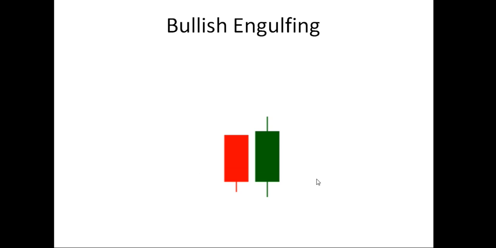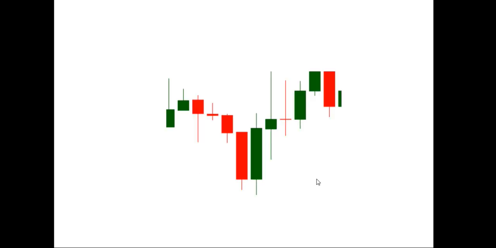And we will take an example here. This red candle, after the red candle the bullish green candle formed here, and this candle has almost engulfed the entire body of this red candle.